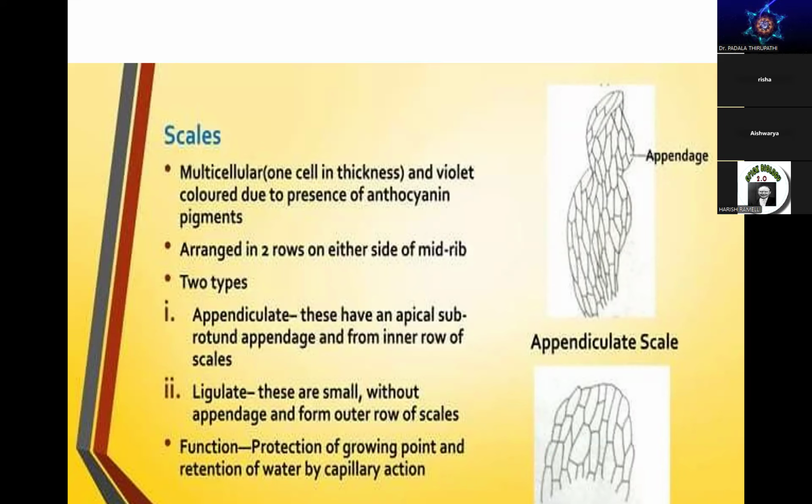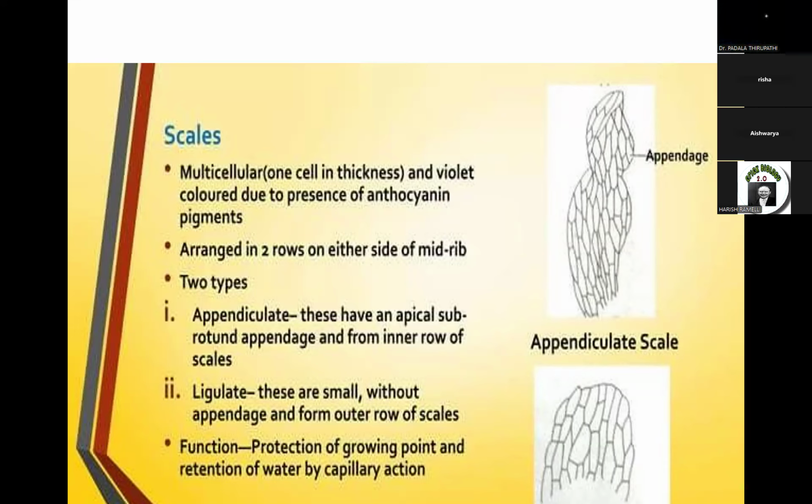Appendiculate scale means the upper diagram you're seeing. These have an apical subrotund appendage that is somewhat round and form the inner row of scales. They are present toward the inner side of the thallus, exactly on both sides of the midrib. Appendiculate scales. Second one, ligulate.